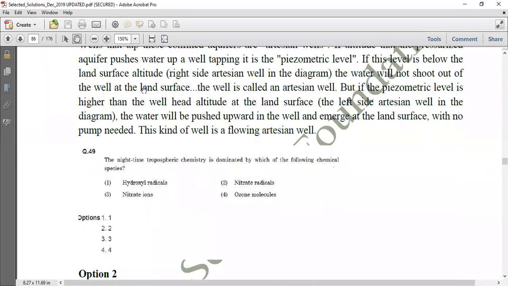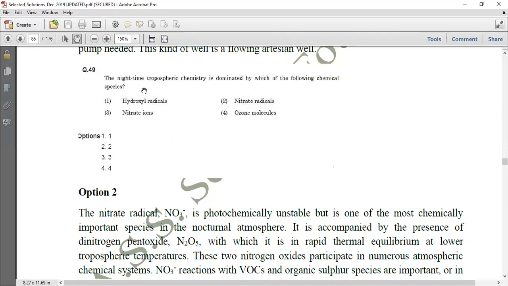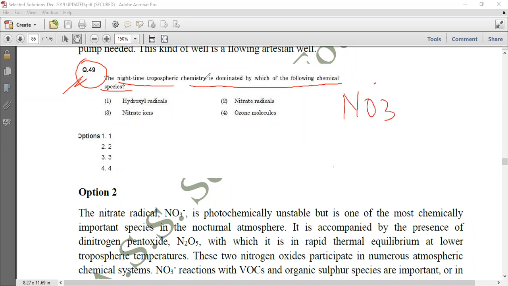So it's again a repeated question, and it's a very good question. Question number 49, and multiple times it has been asked. The nighttime tropospheric chemistry is dominated by which of the following chemical species? It is no doubt nitrate radical, which is the second option. So in the night time, it is nitrate radical.